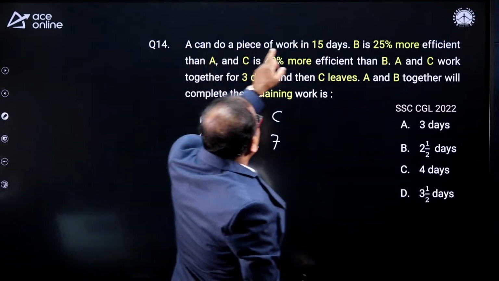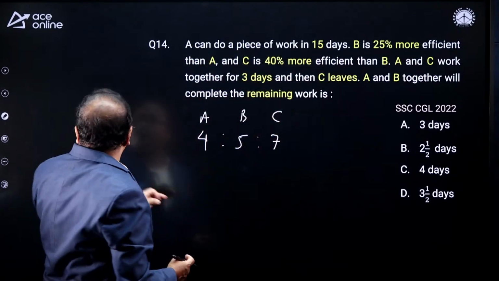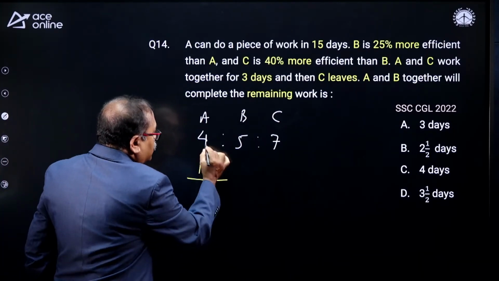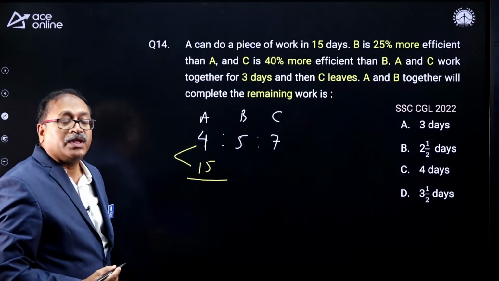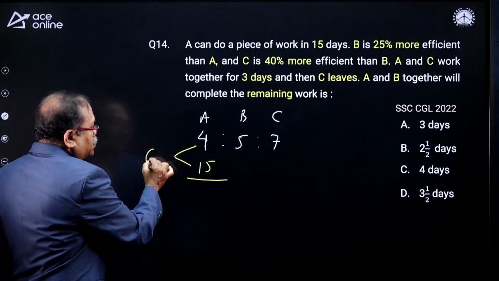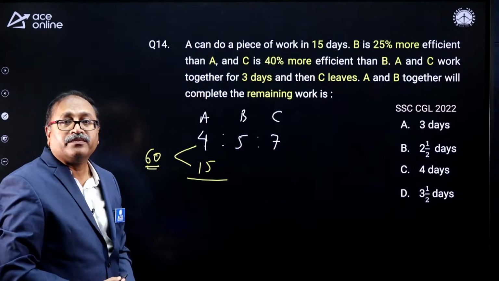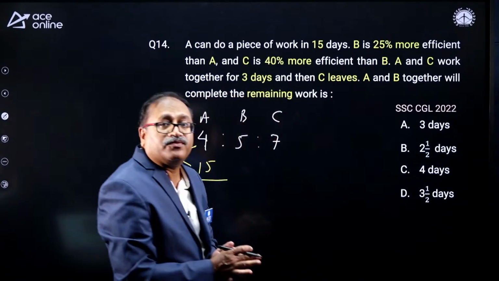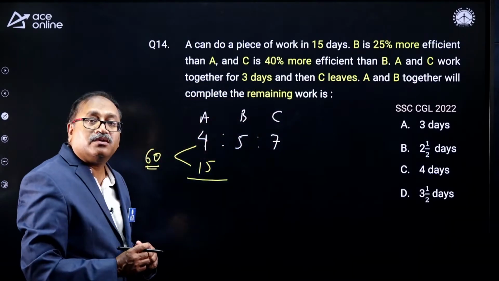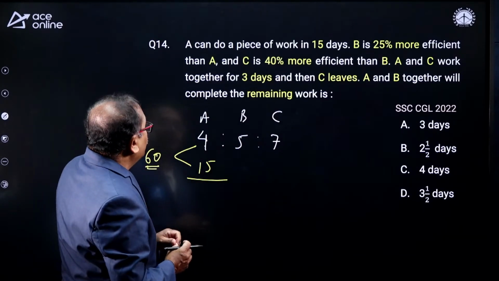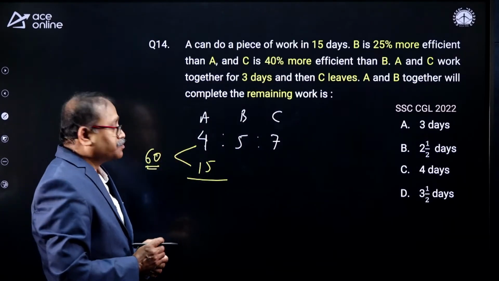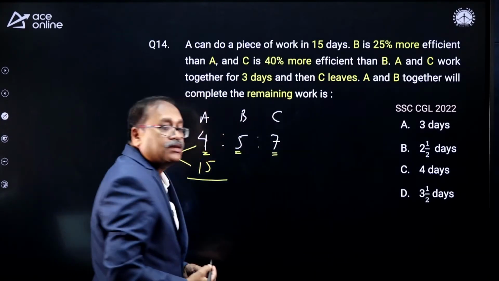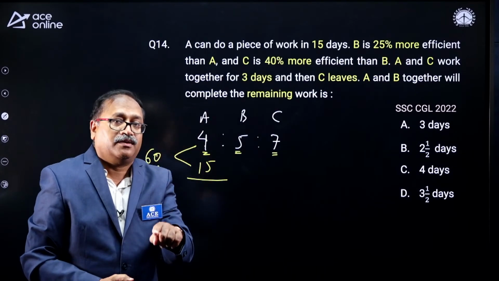And what else do I know? A can complete the work in 15 days. So I know that if A can complete the work in 15 days, that means the total work is efficiency into number of days. The total, that is 4 into 15, that is 60 units are the total amount of work. Now, we can see that some people are leaving and joining. So I know the total work is 60, and this is their efficiency ratio. That is A 4 units per day, B 5 units per day, and C 7 units per day.